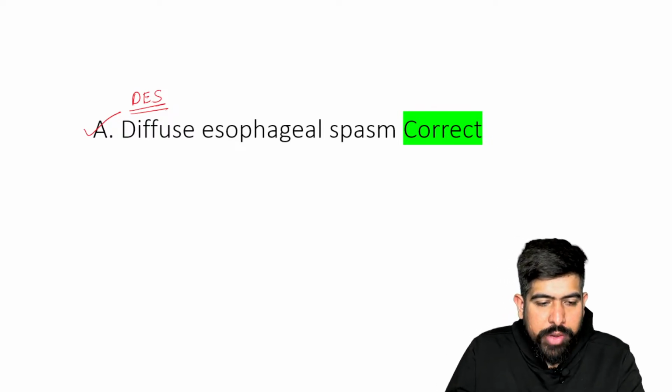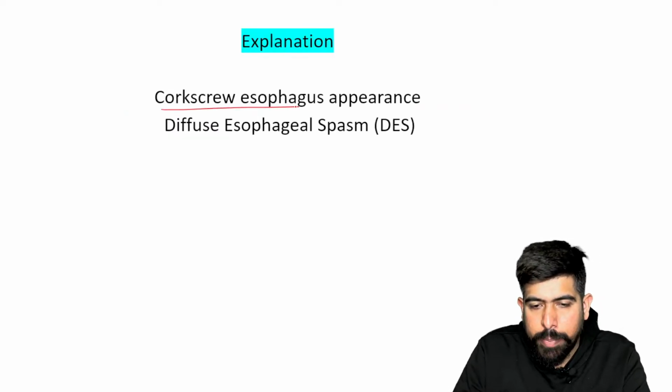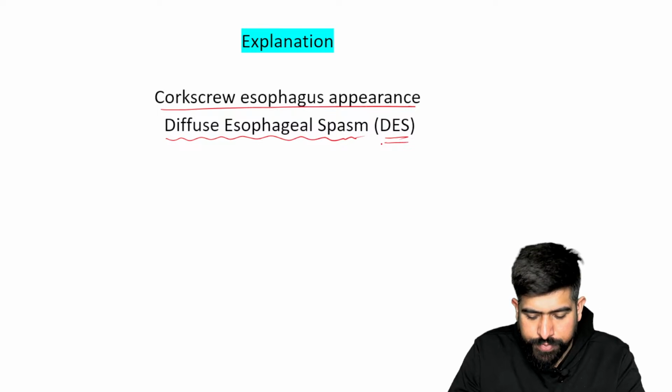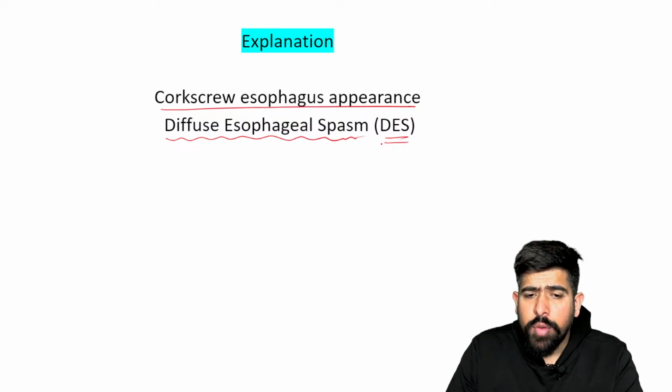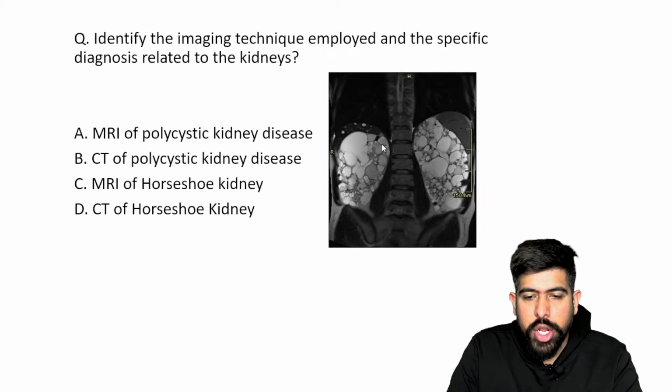Now we are moving forward to the next MCQ. For that, the corkscrew appearance of the esophagus is for diffuse esophageal spasm, which is DES. We already covered it. Now let's move forward to the next MCQ, and this next MCQ is on your screen.